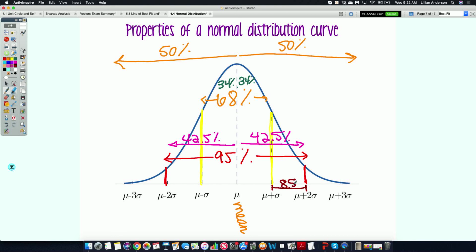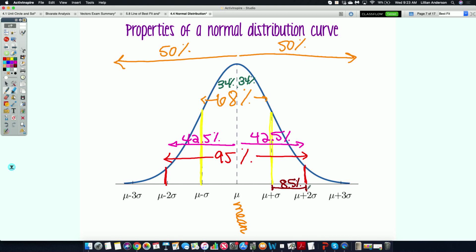How'd you get 8.5? All you have to do is subtract 42.5 minus 34. That's how you get that piece in the middle. Are you sure? Wait, where's the 42.5? 42.5 is from the mean to a second standard deviation to your right or left. I was specifically asking between one standard deviation and two standard deviations. What's that difference? You get that by subtracting the pink from the green.